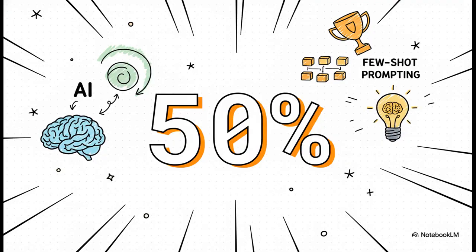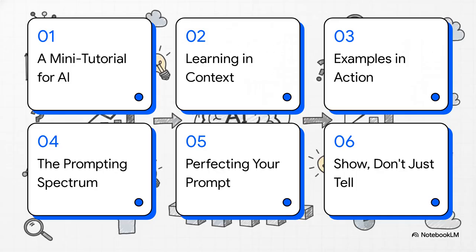But what if I told you there's a simple method that could improve your AI's performance by up to 50%? Seriously, this is the kind of boost we're talking about today, and it all comes down to a powerful technique called few-shot prompting. So here's our plan. We'll start with the big idea, then see how it actually works, figure out where it fits into the grand scheme of prompting, and then wrap up with some tips to get it right.